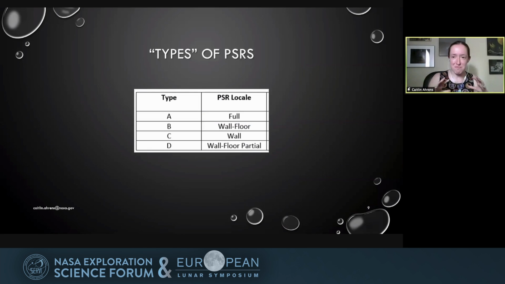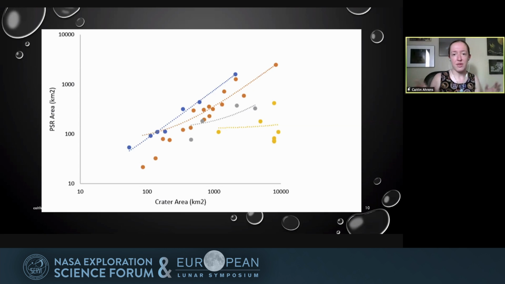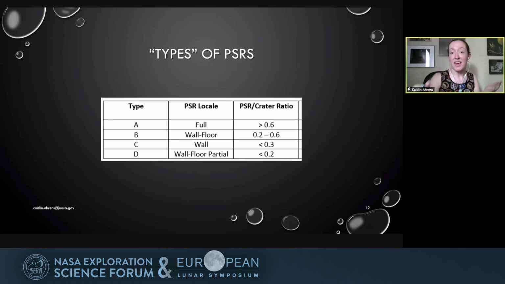So in its complete barest sense, types A, B, and C, and D, I know, we're so original. But if we were to go completely by location, it does not tell us the full story at all. So in that case, how about the size? What can we do about the size? How is the size of the PSR related to the size of its crater? Well, okay, there could be some minor relationships here, with some dots potentially overlapping. So let's dig deeper then.